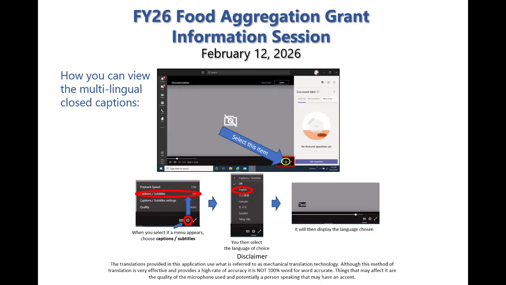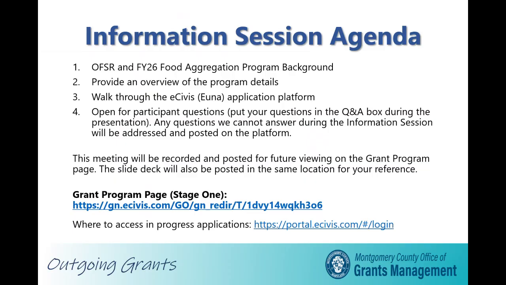We're going to get to the agenda. The information session agenda is what we're going to talk about today, and basically we are going to provide an overview of the Office of Food Systems Resilience and the food aggregation program background. We're going to provide an overview of the program details. I'm going to provide a brief walkthrough of the UNA application platform, and then we're going to open it up for participant questions. If you are online right now and live, please put your questions in the Q&A box during the presentation and we will get to them.